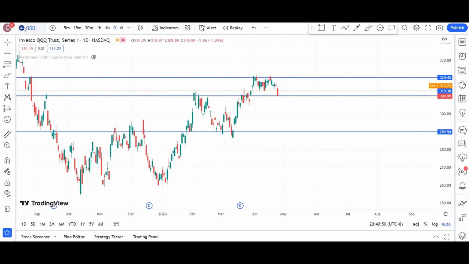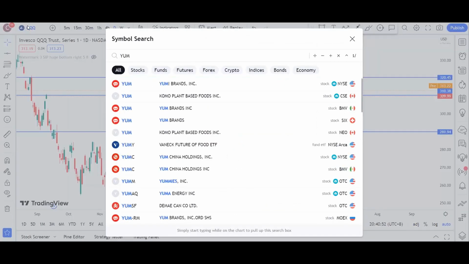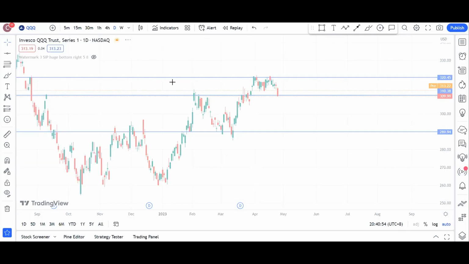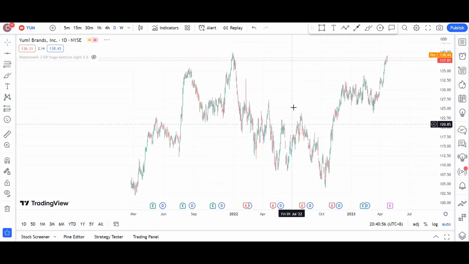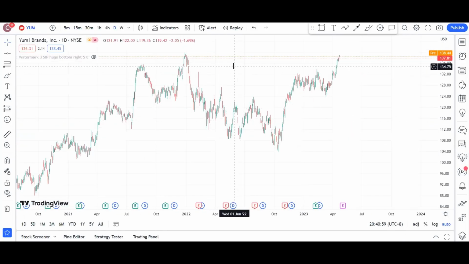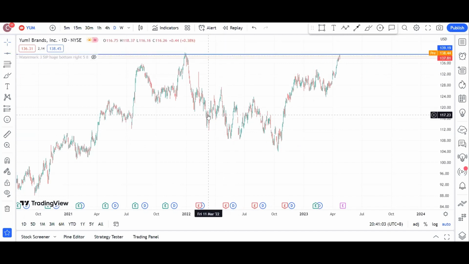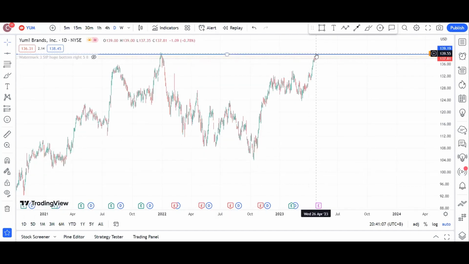Next will be YUM. YUM looks good. Okay, for YUM, of course, immediate supply is at 138, 139. Price has already tapped that level.